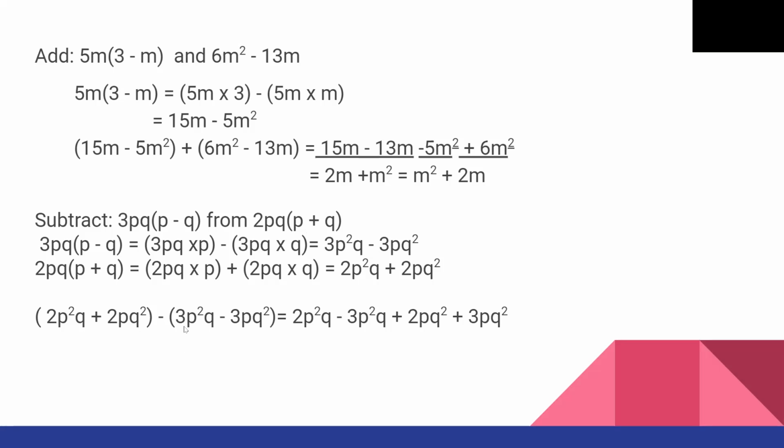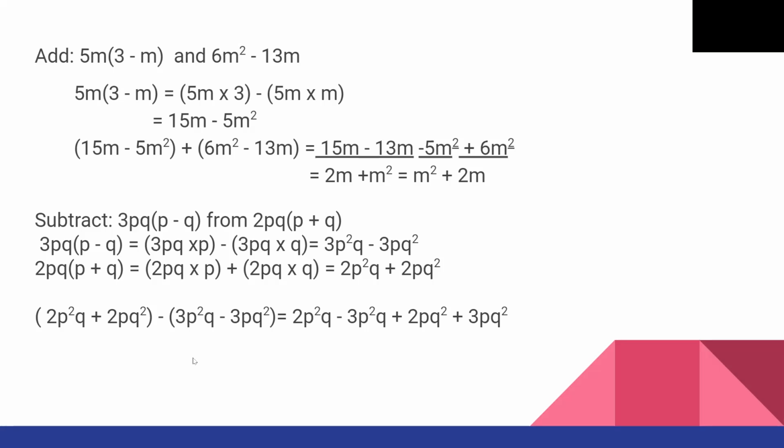Instead of that, if you write this 3p square q minus 3pq square first and this one after, then the full answer will be wrong because a minus b is not equal to b minus a. So always we have to take care that from which part we have to subtract, that part we have to write in the first bracket minus the other part. Now subtracting.